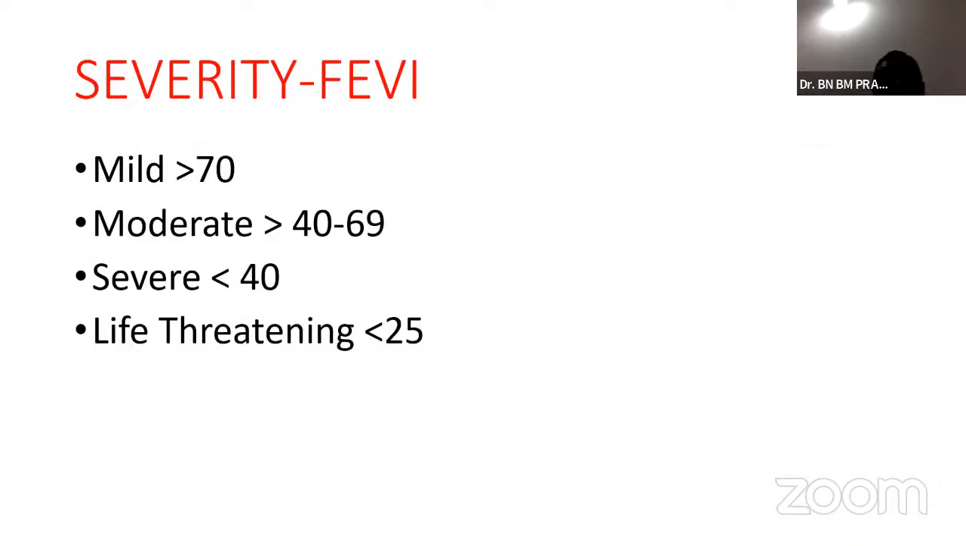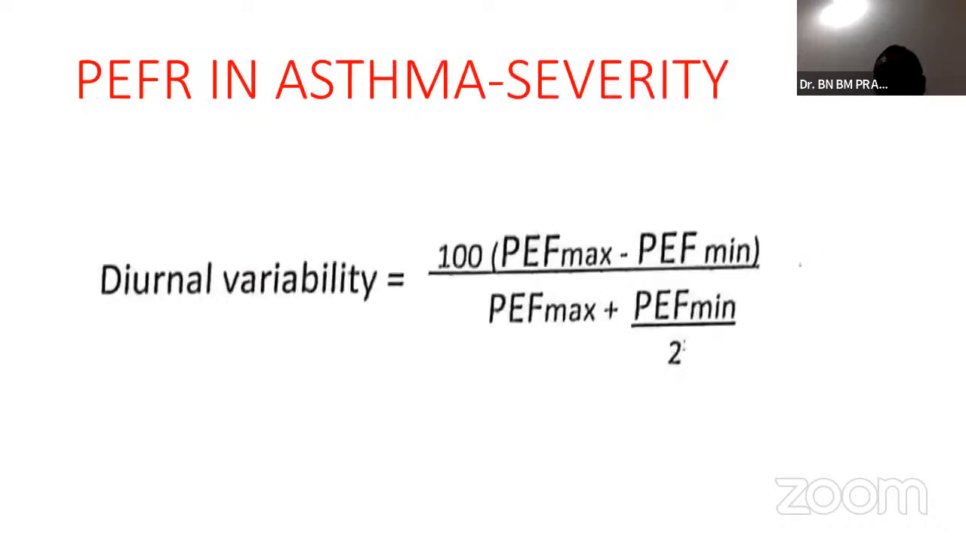So when today's topic is severity, when there's severe asthma, if you do FEV1, it is less than 40%. And when it is life-threatening, it is less than 25% of the predicted value. Normally, FEV1 should be more than 80% of the predicted value. Here, you find that in severe asthmatics, the FEV1 value will be less than 40%. And life-threatening is less than 25% of the predicted value. Next slide, please.